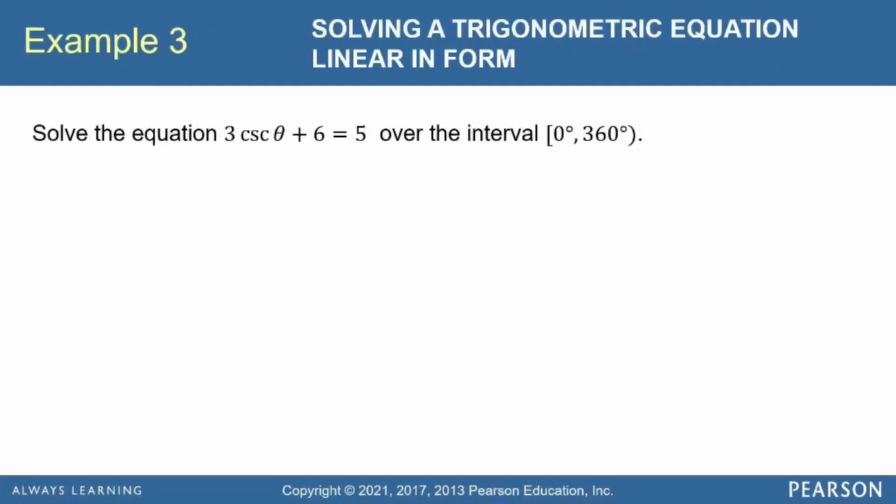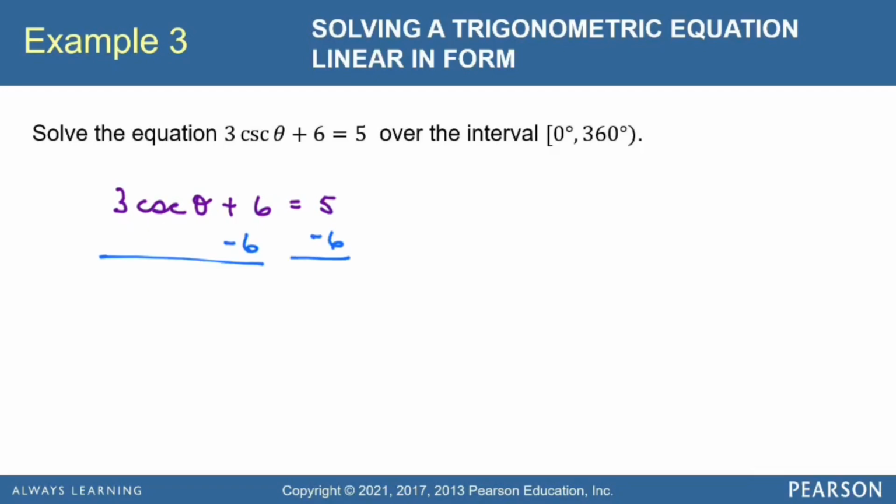So here is example 3, and let's see what we can do with this one. It says solve the equation 3 cosecant theta plus 6 equals 5 over the interval from 0 to 360 degrees. So let's start by writing down our equation, and now let's isolate the cosecant theta.